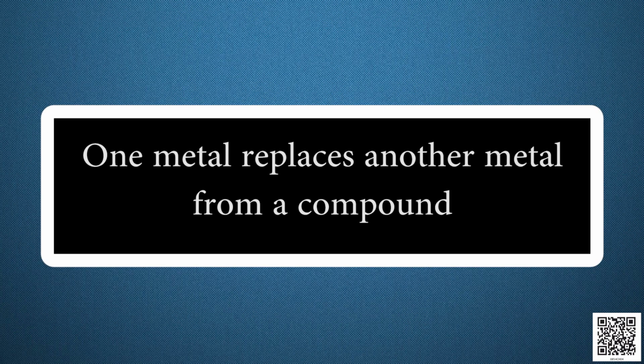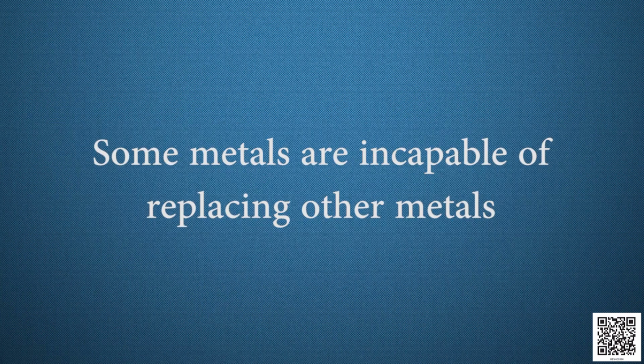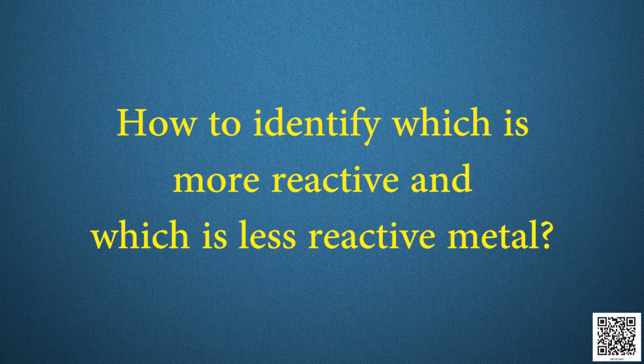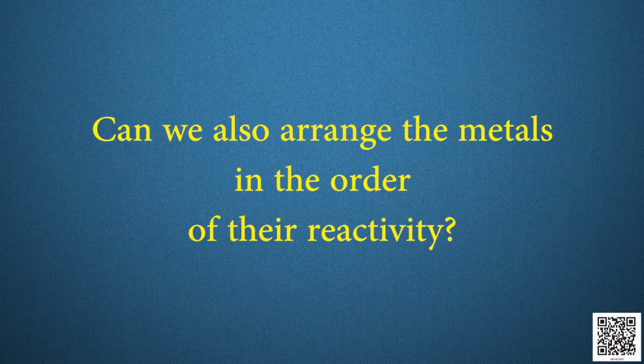From these experiments, we observed one metal replaces another metal from a compound. We also learned some metals are incapable of replacing other metals. The fact is, a more reactive metal can replace a less reactive metal, but a less reactive metal cannot replace a more reactive metal. Then tell me, how to identify which is more reactive and which is less reactive metal? Can we also arrange the metals in the order of their reactivity?